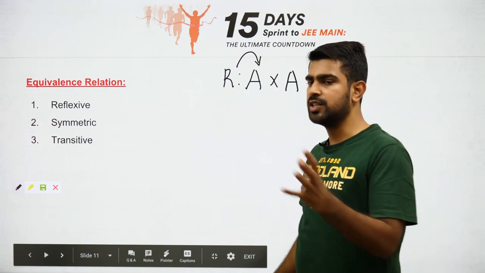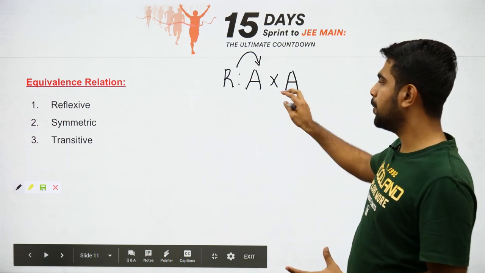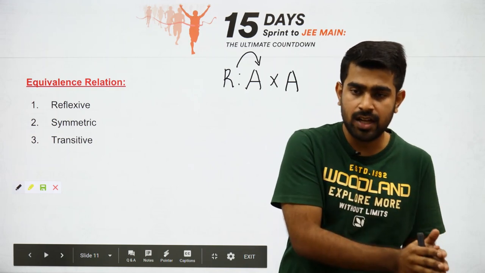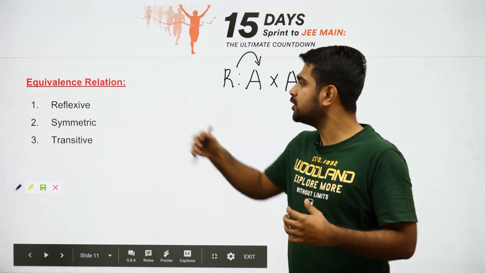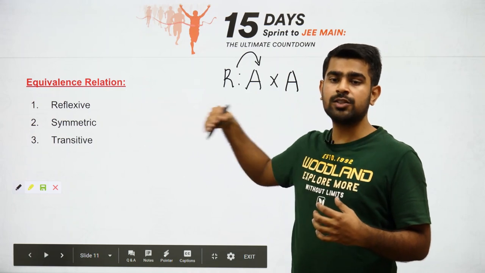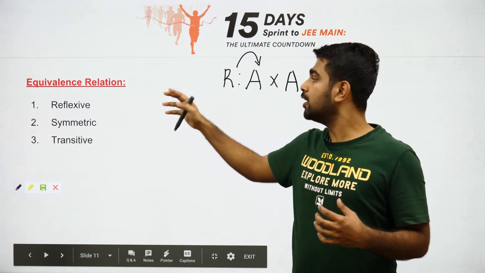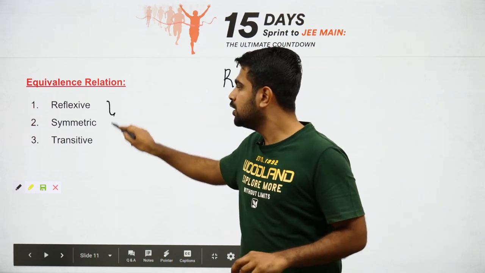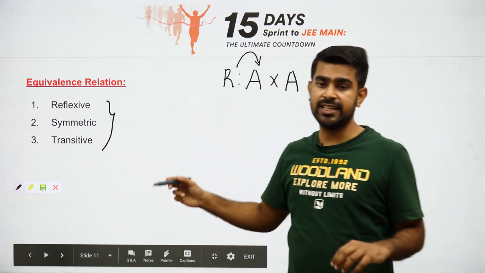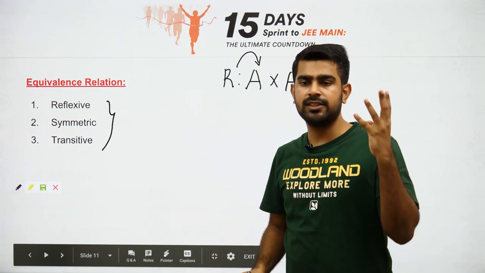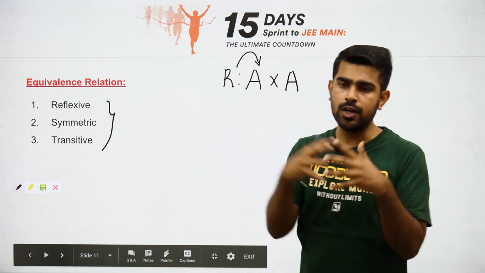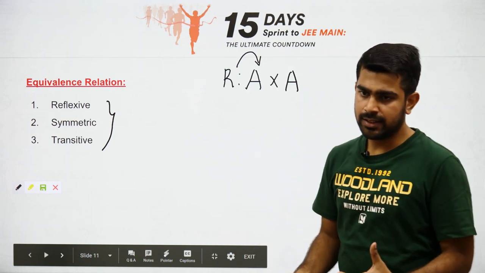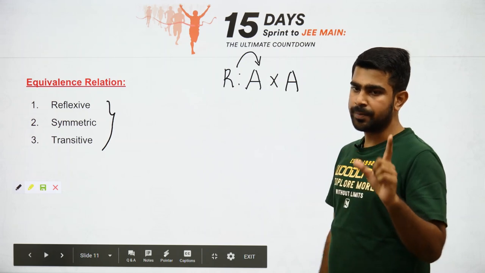It'll be A cross A. Now, let me talk about this for a while. So when I have a relation which is a subset of A cross A, I want to find out whether it is going to be an equivalence relation. Let us see how it is going to be an equivalence relation. It is going to be reflexive, symmetric and transitive all together. All together is called an equivalence relation. So let us break it down and see one by one quickly.